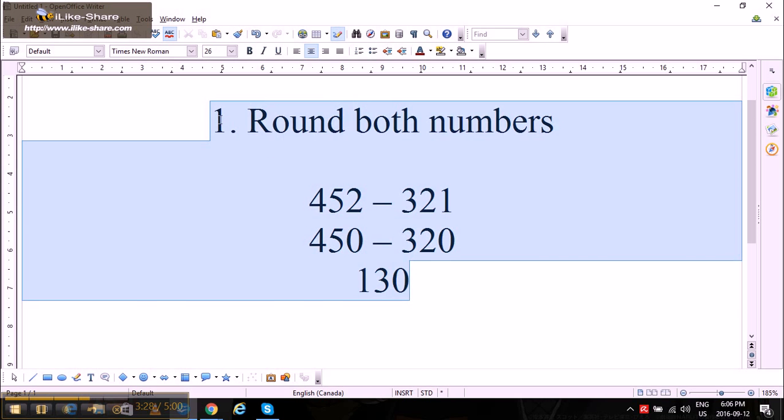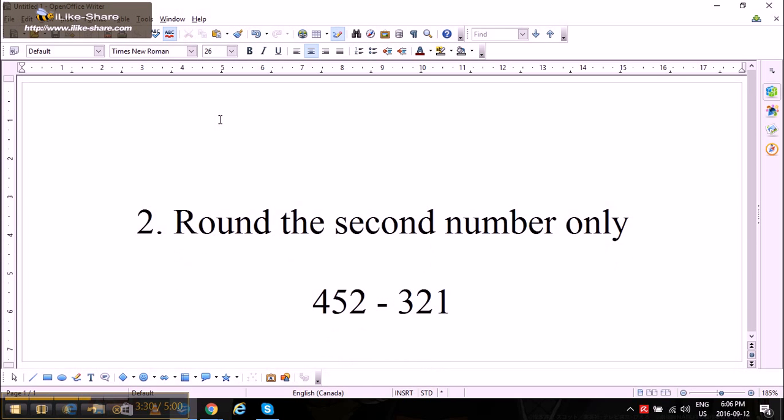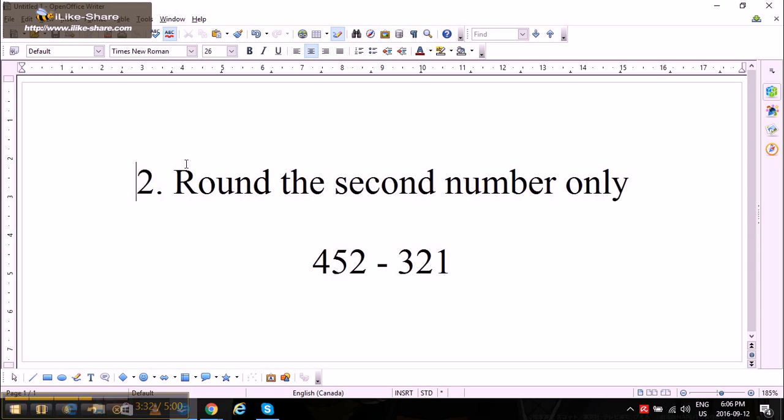Let's talk quickly about the second way we're going to estimate differences. So the next way is we're going to round the second number only. Okay, so I'm going to leave my first number the way it is, 452, take away, and I'm going to round to the 100th place, the biggest place value. So I'm going to round it. I look to my right. Yes, it is lower, so 300.